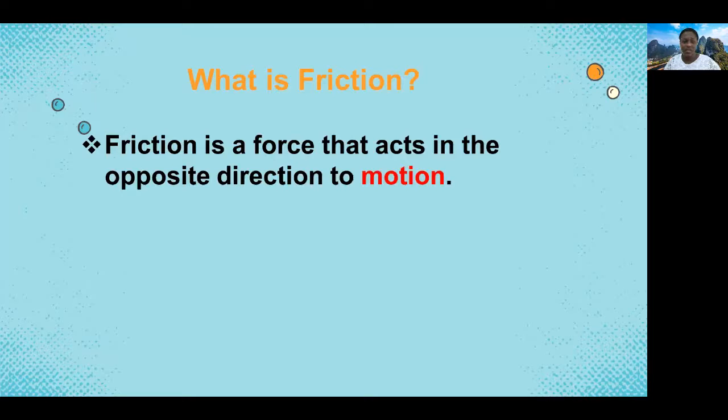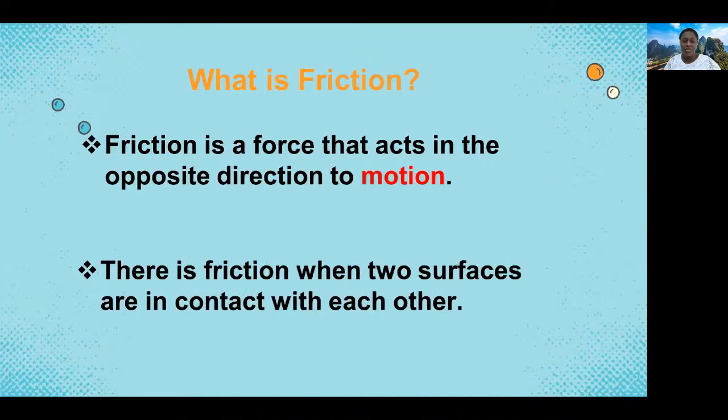Friction is a force that acts in the opposite direction to motion. Motion means movement. When you say that a car is in motion, it means that the car is moving. When you say that I am in motion, it means you are moving.